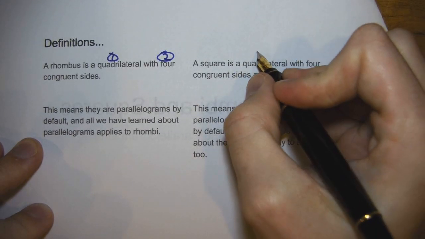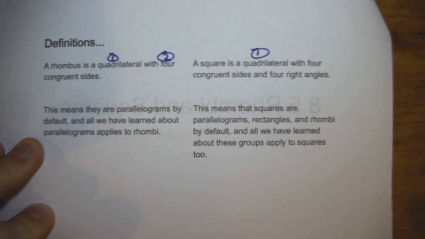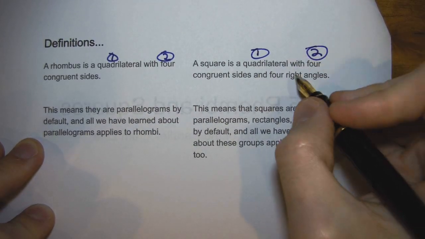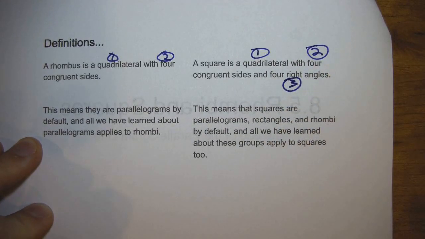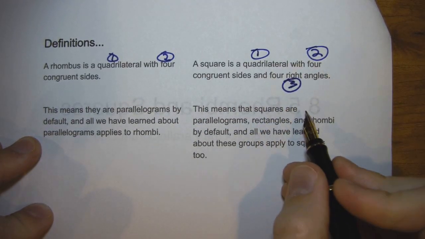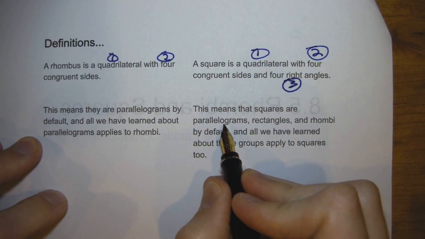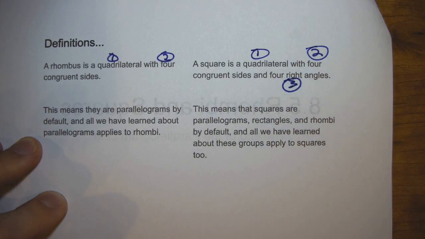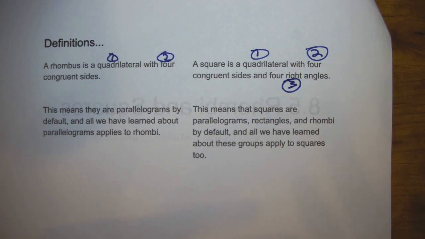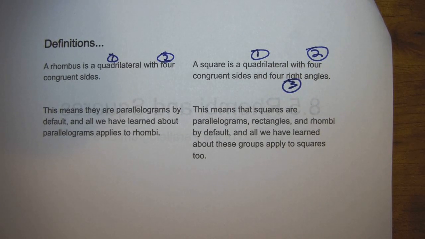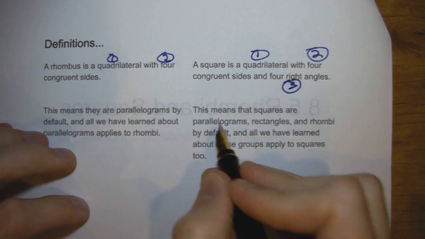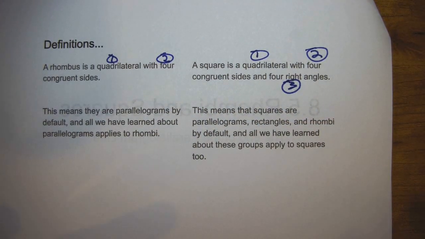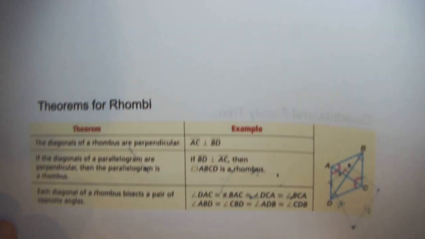For squares, we have a similar situation shaping up. First is that they are quadrilaterals, so they're four-sided. Second idea, they have four congruent sides. And third idea, they have four right angles. So notice, this means that squares not only are parallelograms by default, they're also rectangles by default and rhombi by default. So everything we've learned about all these other groups applies then to the square. But remember, while all squares are parallelograms and all squares are rectangles and all squares are rhombi, that's not true in the opposite direction. Something to think about. So let's get to it.